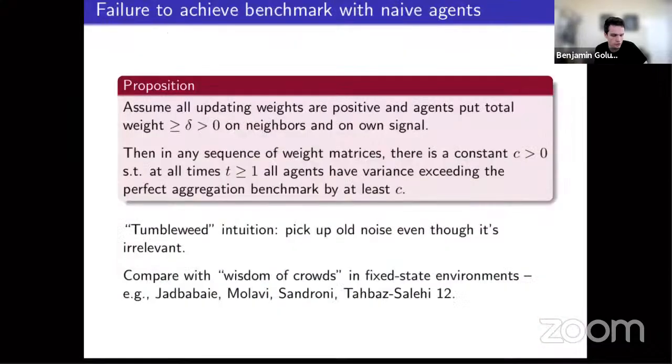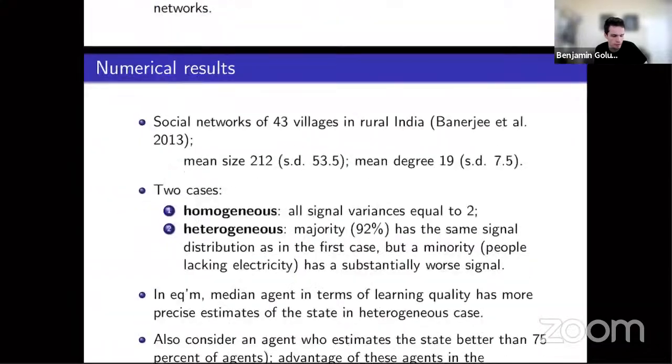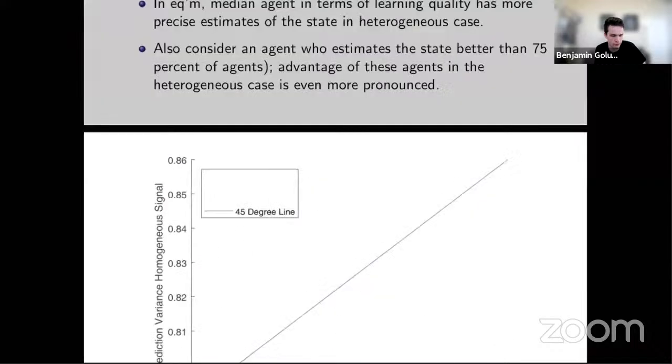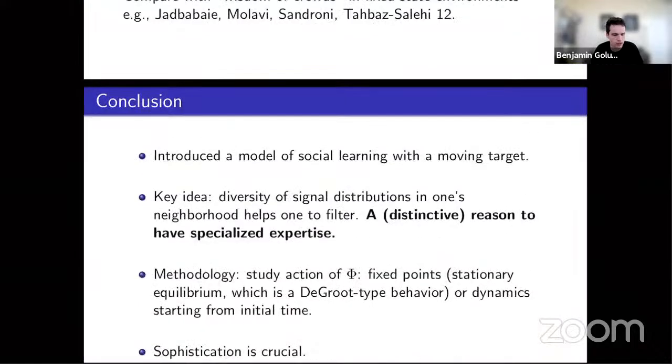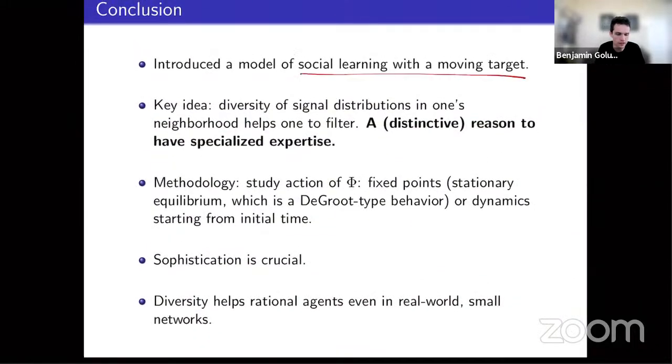Naive agents can't do any of this smart stuff. Everything is bad. And then we did a bunch of other stuff that I'm happy to talk about, but social learning with a moving target, diversity is important. That might mean that you want to have some people who have really good signals because people can use them really effectively to filter out social learning confounds. We introduced this fixed pointology, kind of giving de Groot style updating rules as a rational optimizing outcome.